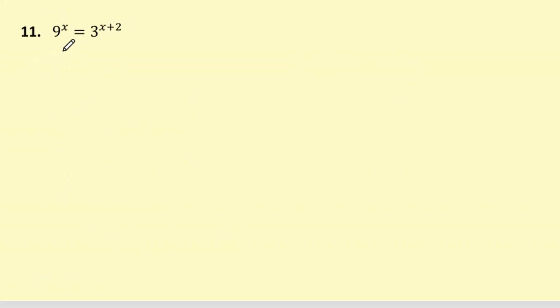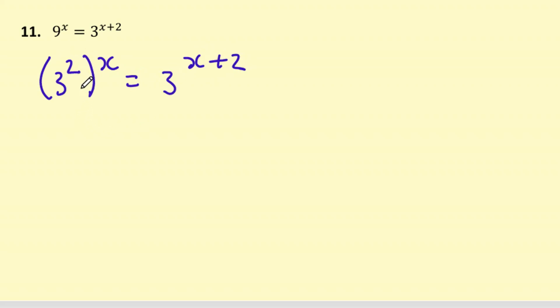Then in number 11, we have 9 to the x equals 3 to the x plus 2. We want the basis to be the same. So we're going to rewrite the left-hand side. 9 is 3 squared using prime factors. So we have 3 squared all to the x equals the right-hand side. Because we have brackets on the left-hand side, we can multiply out the powers. 2 times x is 2x.